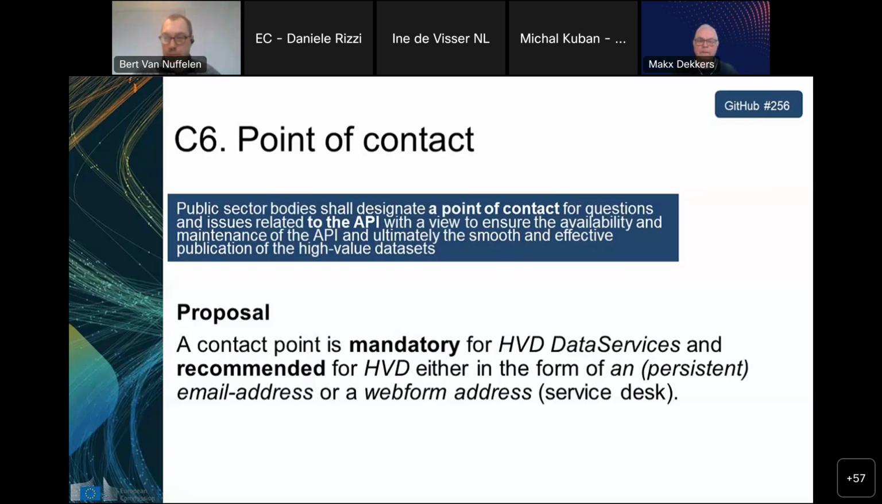Okay. I see a comment from Ludger to use vCard hasURL instead of FOF page for the previous. I would suggest that we move that to GitHub. No, sorry, it is about the contact point. Okay.